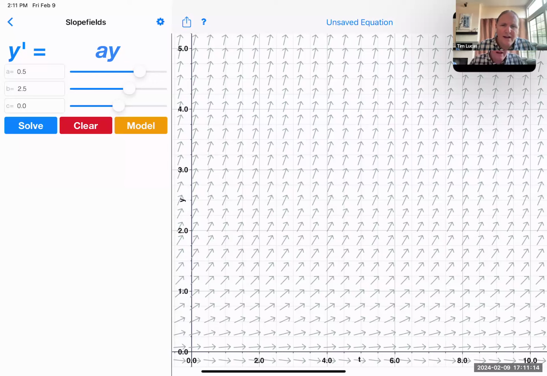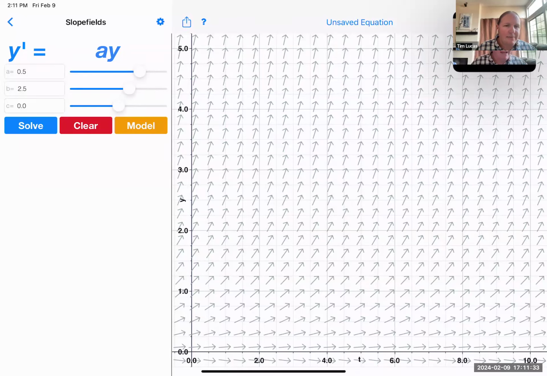And so I'll follow up with things like, how do the patterns that you see relate to the differential equation and the model? So hopefully they can make sense of, okay, steeper slopes make sense when you have more population. And then I often ask them to add solution curves to this model.